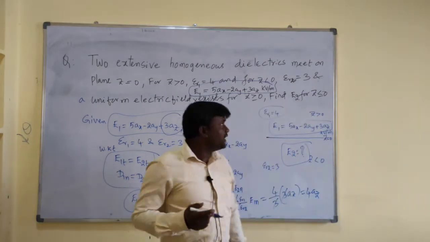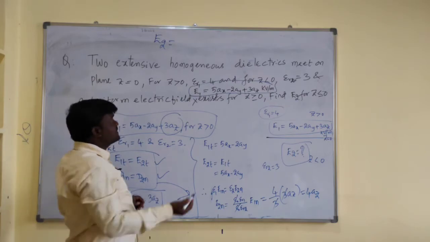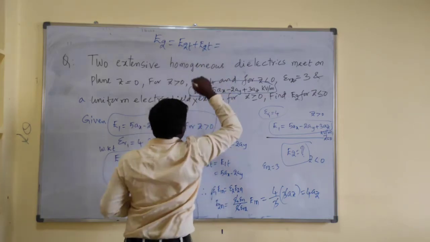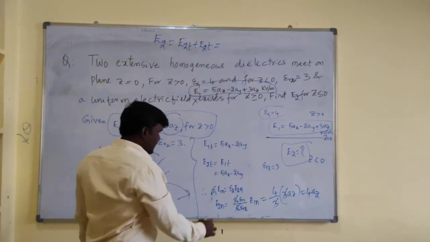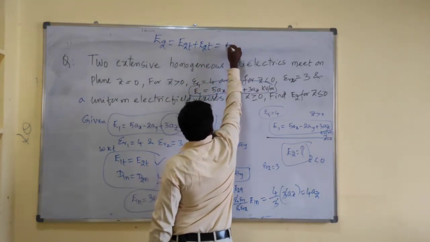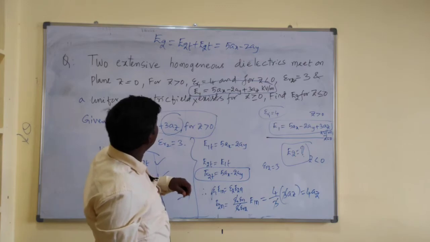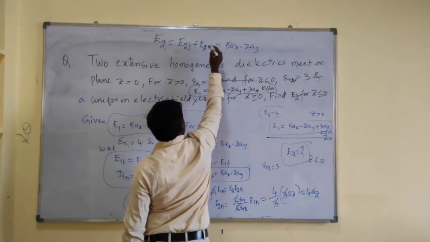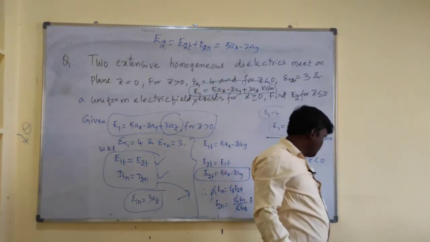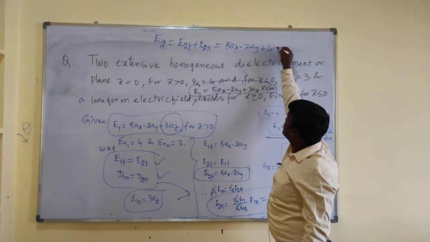I will write E2 here. We know that any vector quantity is the sum of tangential and normal components, E2t plus E2n. The tangential component is nothing but 5ax minus 2ay, and the normal component we need to write, sorry, here I wrote E2t, but actually it is E2n. The normal component E2n is 4az. So, that is why it is 4az.